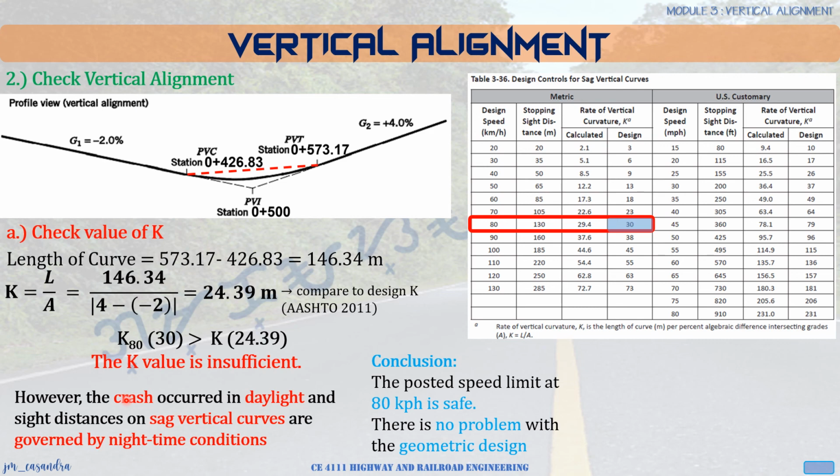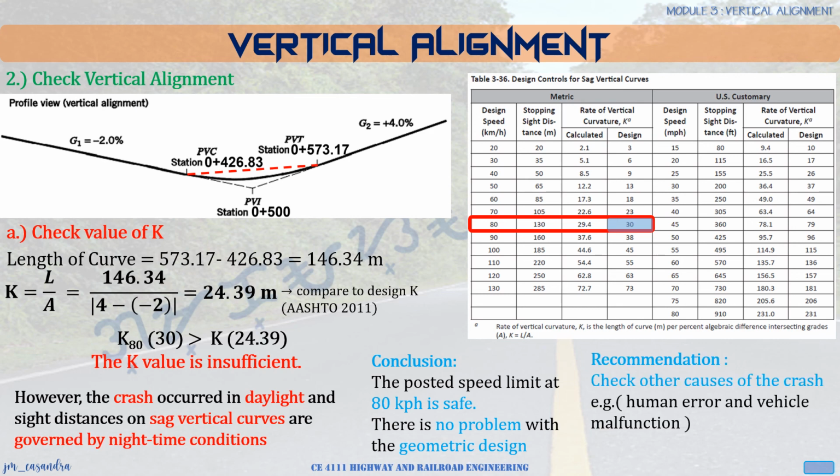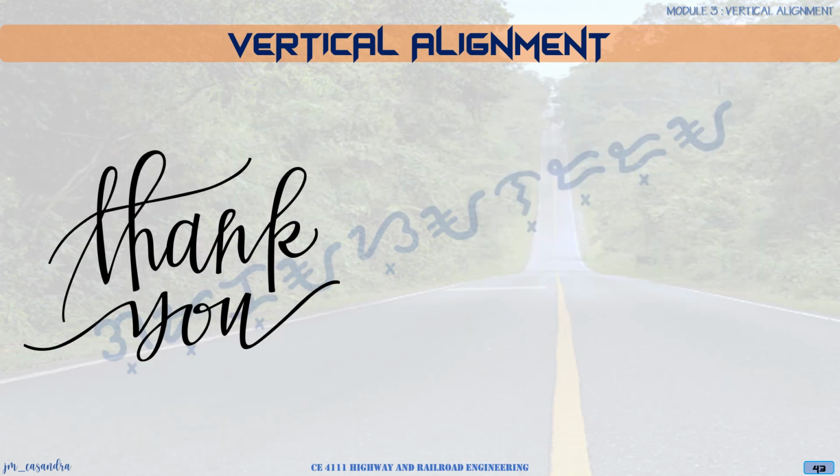Okay? But if the accident happened during the nighttime, then this finding that the K value is insufficient would mean that there is something wrong with our design. Okay? So in that case, we would now recommend as highway engineers to check other causes of the crash. So it could be human error or vehicle malfunctions. Okay? So that's it for our applications for sag vertical curves and the combination or coordination of horizontal and vertical alignment. So thank you for listening.